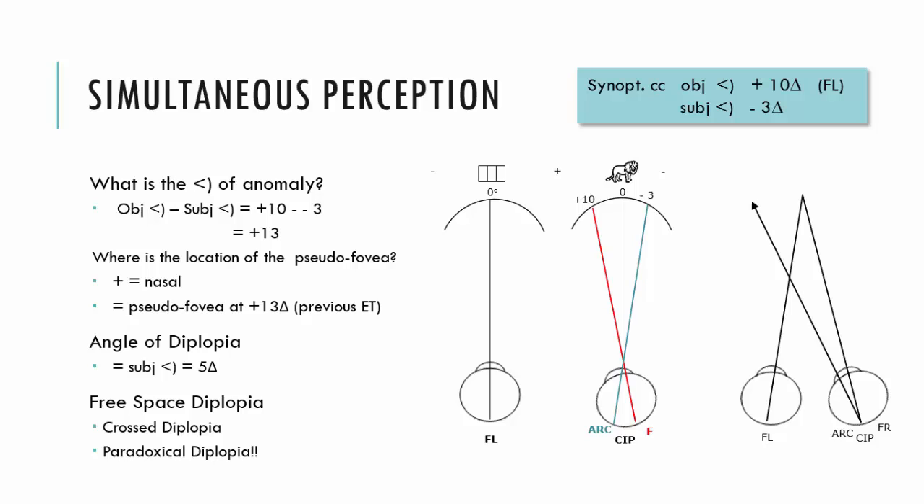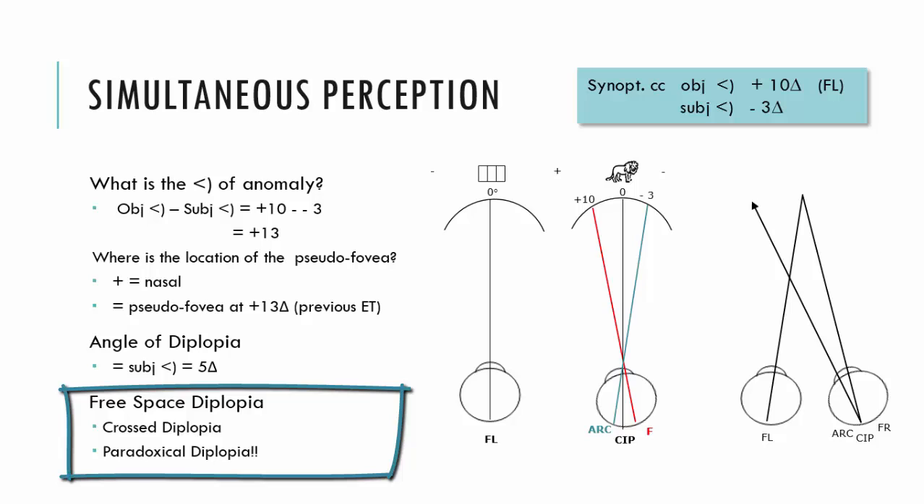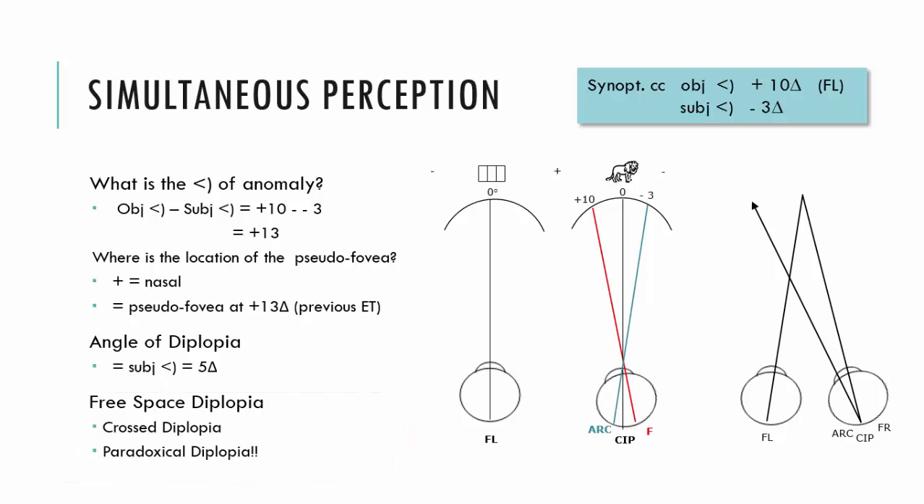Why? Because of the location of the pseudofovea. It's now making that CIP fall on a temporal retina according to the cortex, which then makes that diplopic image project in the cross position. This is called paradoxical diplopia. Paradoxical diplopia means that the diplopia is not consistent with the deviation present. So when you have an ET, you have crossed diplopia, even though you're expecting uncrossed.